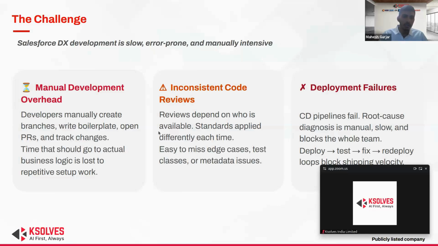Second one, inconsistent code review. The code quality depends on who is reviewing the code on that particular day. So standards are applied differently each time because a different person reviews the code. So it is easy to miss the edge cases.